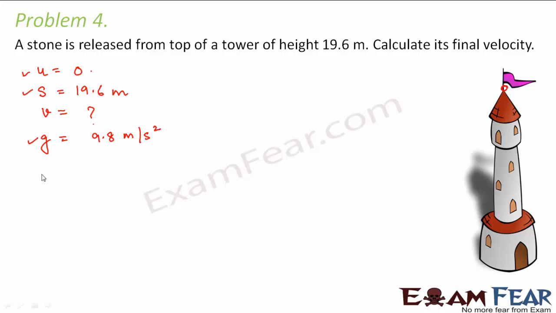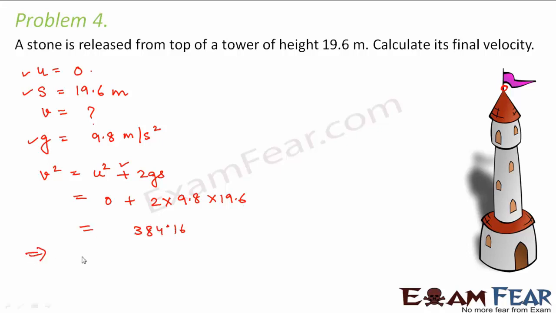So having these values, we will make use of the third equation, which is v square is equal to u square plus 2gs. We have taken plus because the body is falling downwards. So from this we can say this would be 0 plus 2 into g into s. So this will be equal to 384.16. Or we can say v is equal to root over 384.16, that is equal to 19.6 meter per second. So this would be the final velocity of the stone.